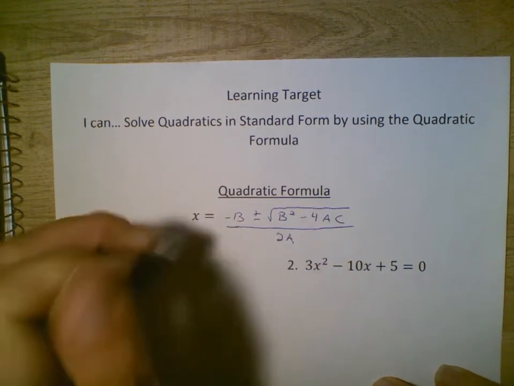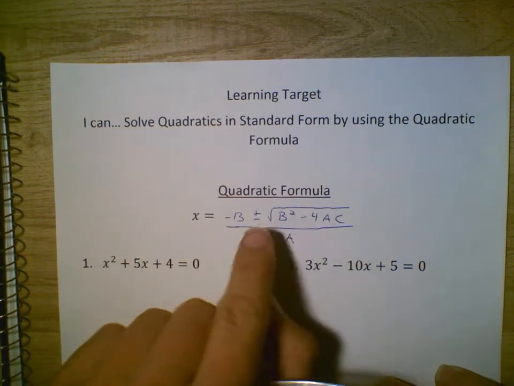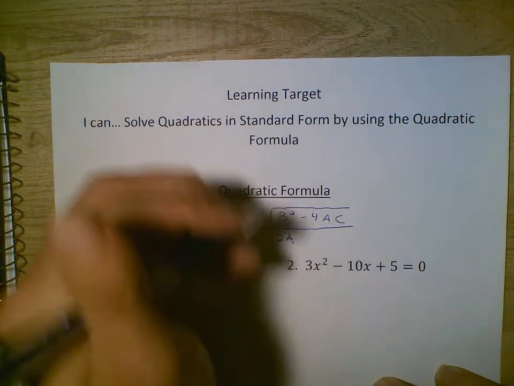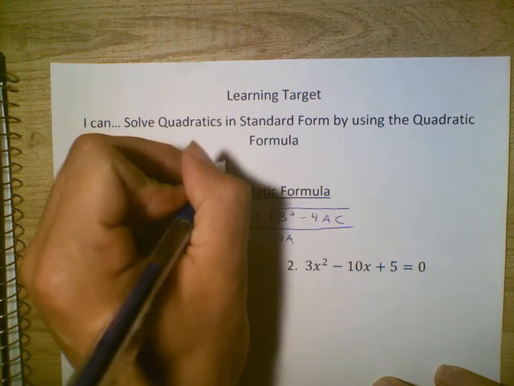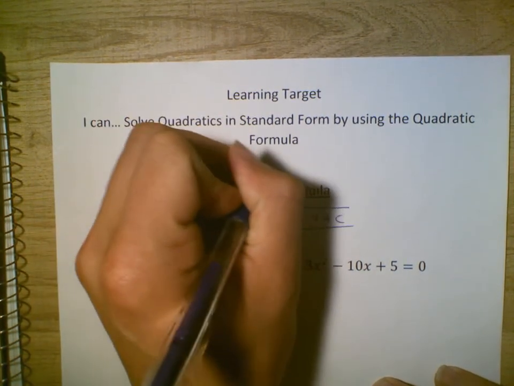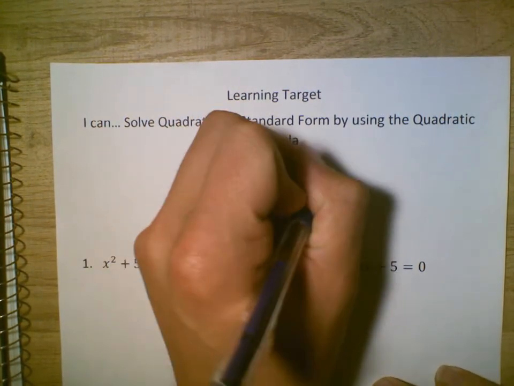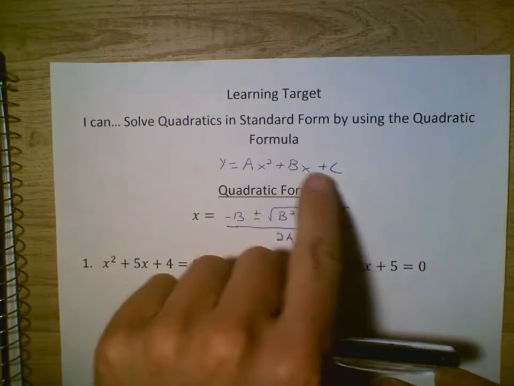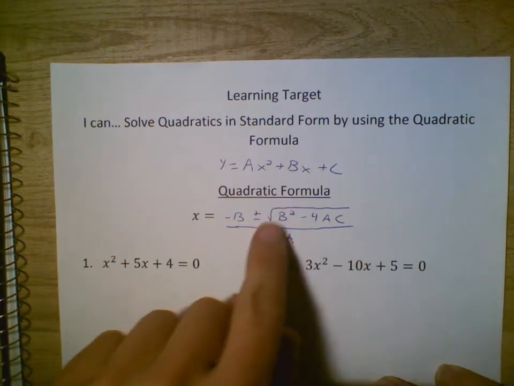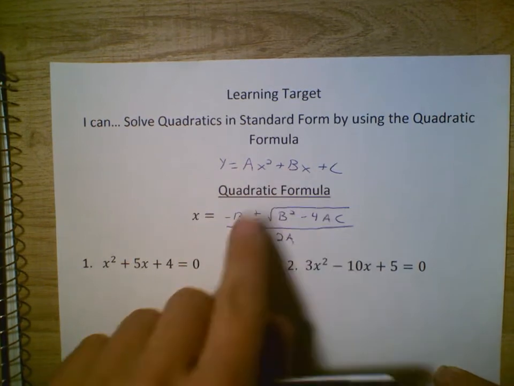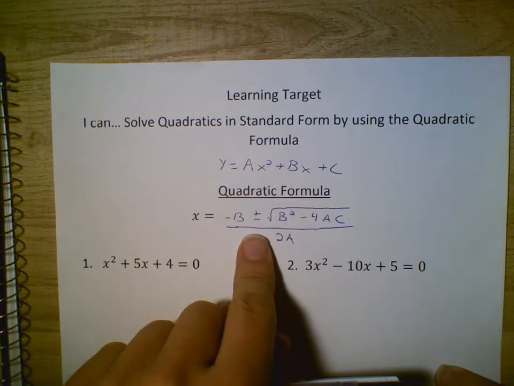This is the formula where the a, b, and c, if you remember, a standard form equation is ax squared plus bx plus c. These coefficients represent these letters. So we're just going to plug in the a, b, and c where they go in the formula.